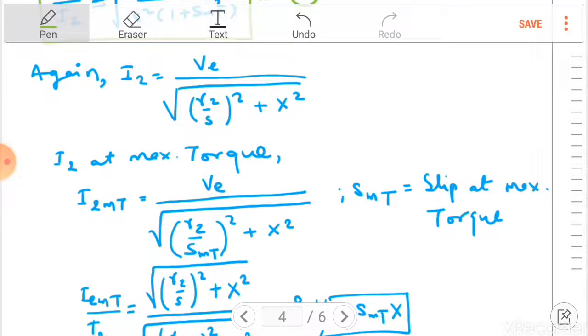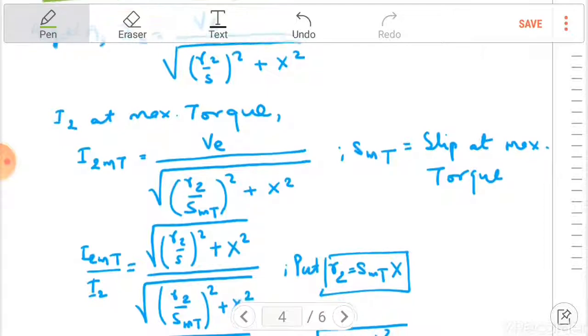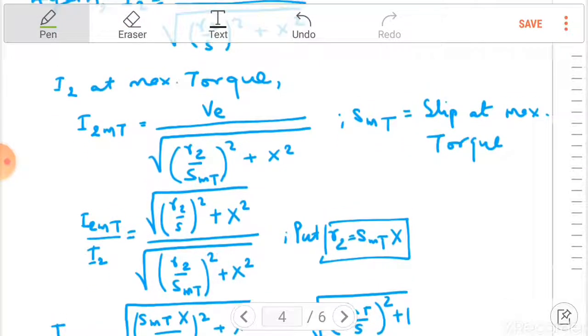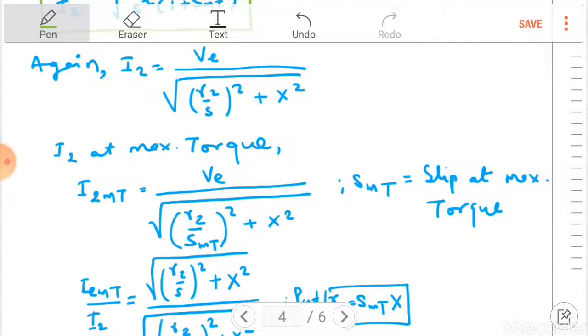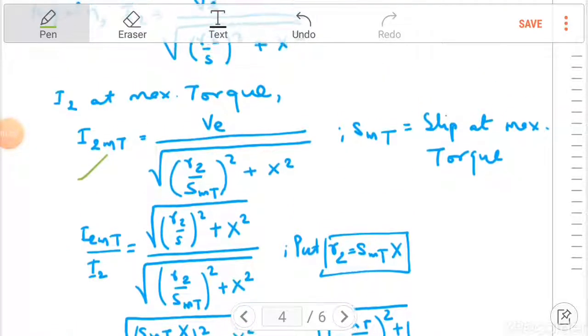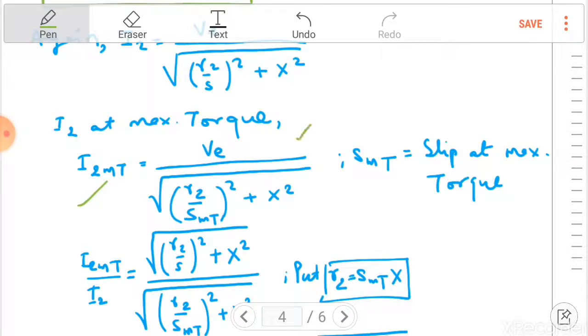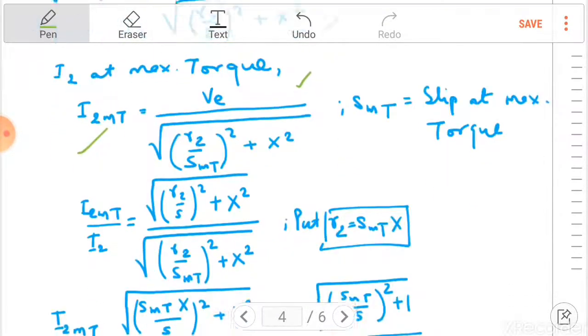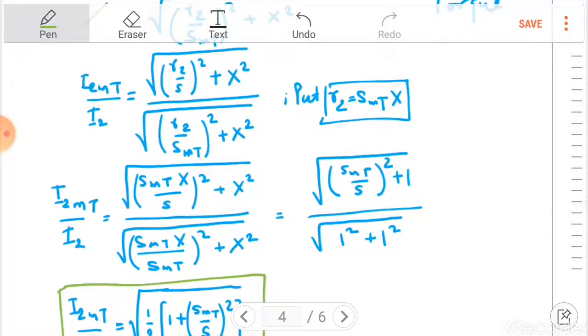Again we will start from I2 equals VE divided by under root of (R2 by S) whole square plus X2 square. Now I2 at maximum torque can be obtained by replacing small s with the slip at maximum torque, SMT. We get the I2 at maximum torque. Now I2 maximum torque divided by I2 equals, dividing by this I2 equation, under root of (R2 by S) whole square plus X square divided by (R2 by SMT) whole square plus X square.